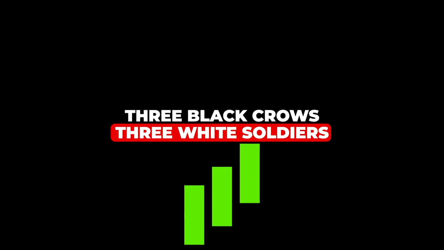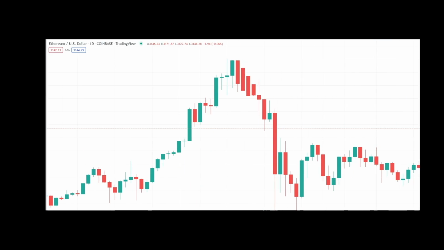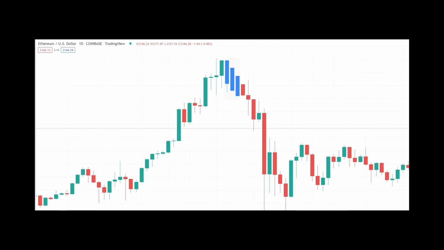Three black crows. The three black crows is the inverse of the three white soldiers. If the three white soldiers are three green candlesticks appearing after a downtrend, here the three black crows are three long red candlesticks appearing after an uptrend. So for me, in my trading, if I see the three black crows appear and I'm sure that it's happening after an uptrend, I immediately sell, or if I'm trading futures, I immediately short.